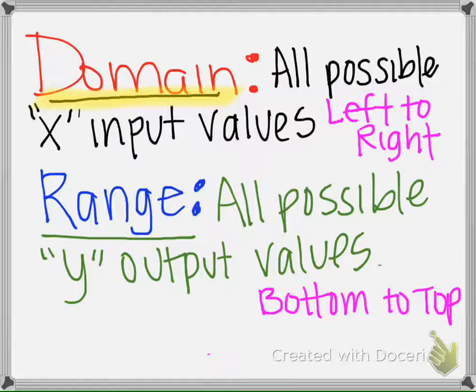And since we're talking about the input values, we know it's this axis right here, the horizontal axis. And we know that if this is the origin right here, the negatives are on the left side and the positives are on the right side. So we're going to always read our domain values from the left to the right.